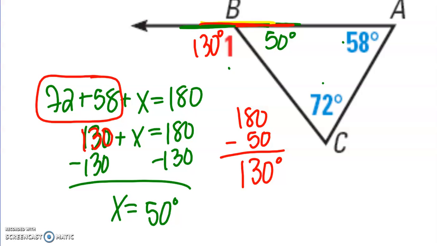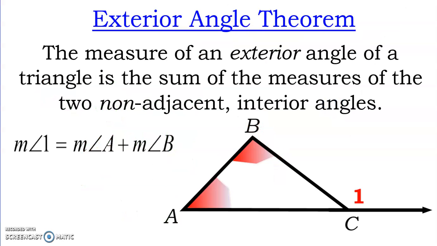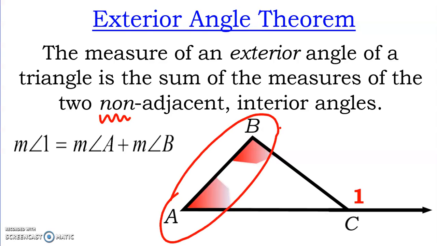So there's actually a theorem called the exterior angle theorem that says the measure of an exterior angle of a triangle is the sum of the measures of the two non-adjacent interior angles. So first we had found this missing angle measure, and then we did 180 minus that measure to get the measure of angle 1. But we don't actually have to do that because like we saw, if you add together the measure of angle A plus the measure of angle B, you actually get the measure of this exterior angle.